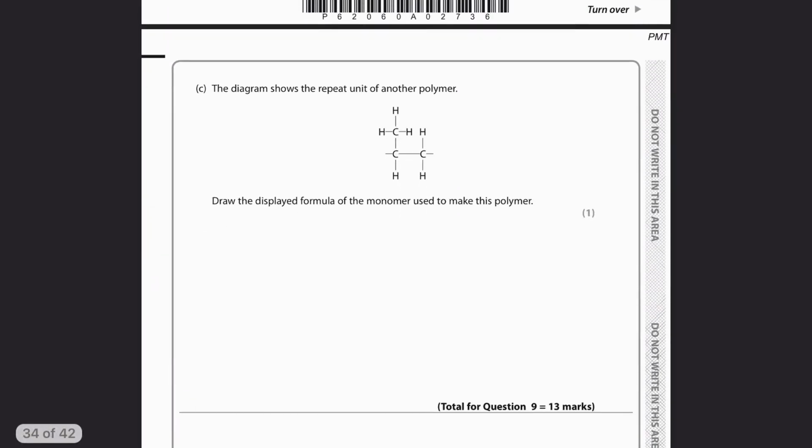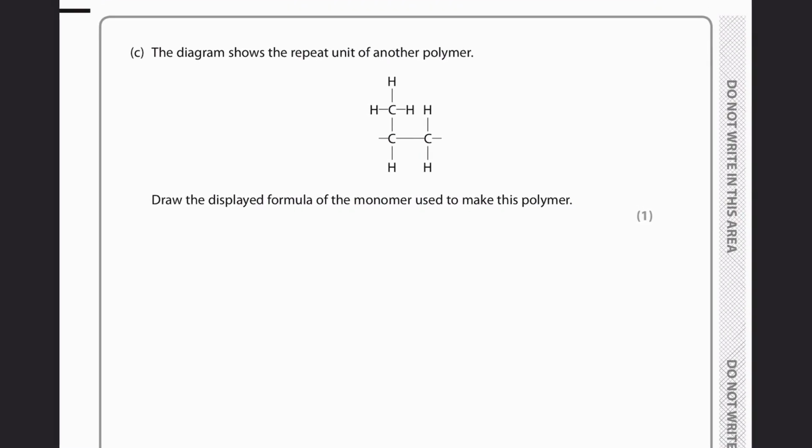All right, next question, C. The diagram shows the repeat unit of another polymer. Draw the displayed formula, displayed, right? All the things are displayed out, of the monomer used to make this polymer.